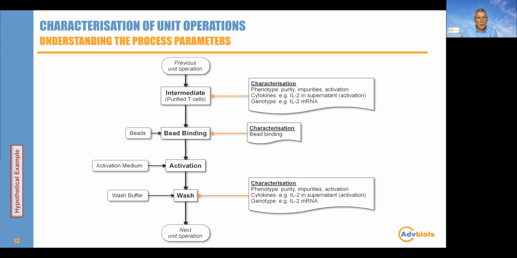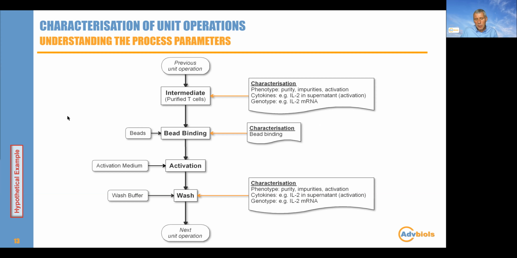So process characterization needs to really think about the purpose of each unit operation, such that you are looking at the right things, the critical quality attributes of the particular unit operation, if you like, so that when you explore the process parameters, you can see whether they're being influenced adversely or whether they're being kept within acceptable boundaries.